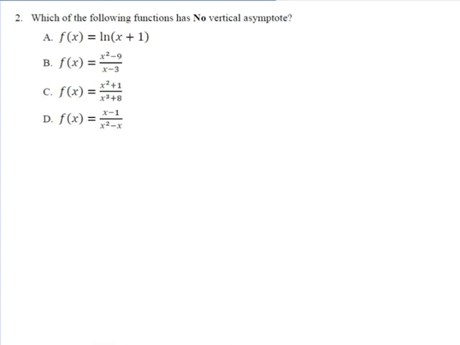Which of the following functions has no vertical asymptotes? For example, the first function, the function in A, f of x is equal to ln of x plus 1. Ln of x plus 1 means logarithm of x plus 1 in base e.